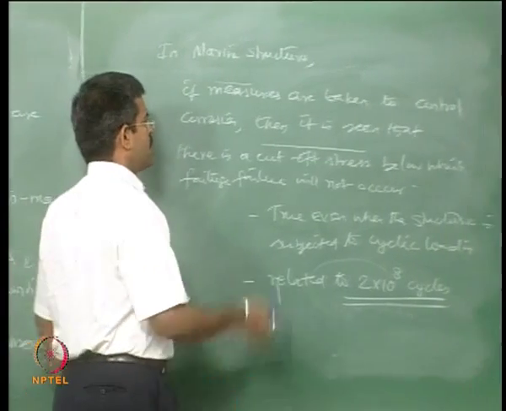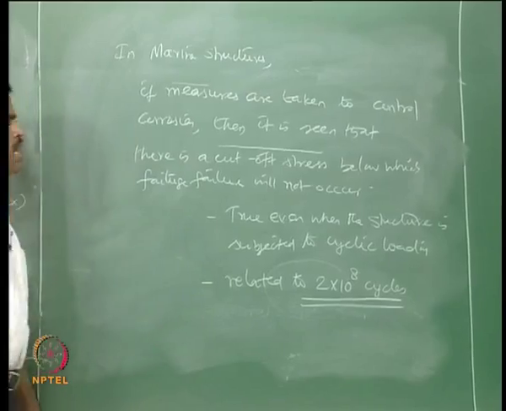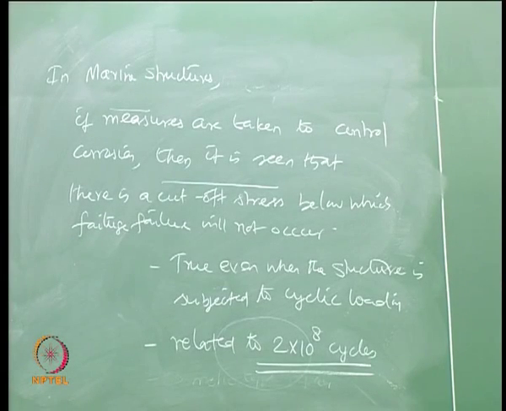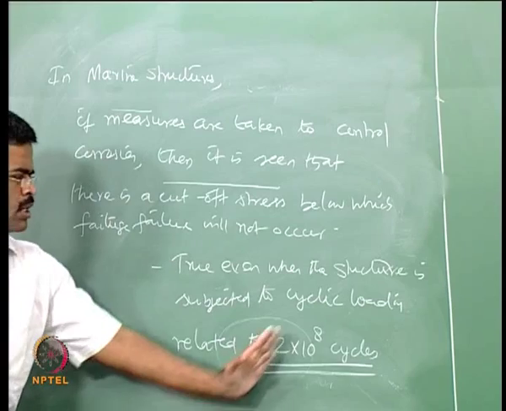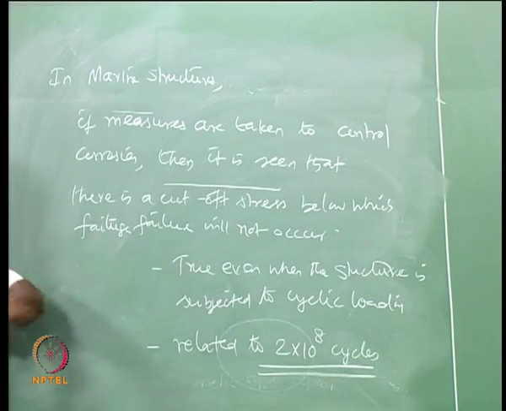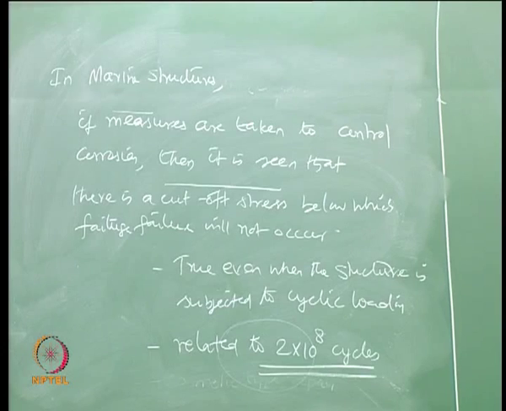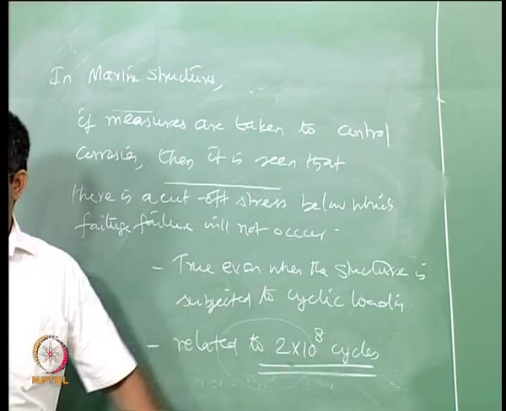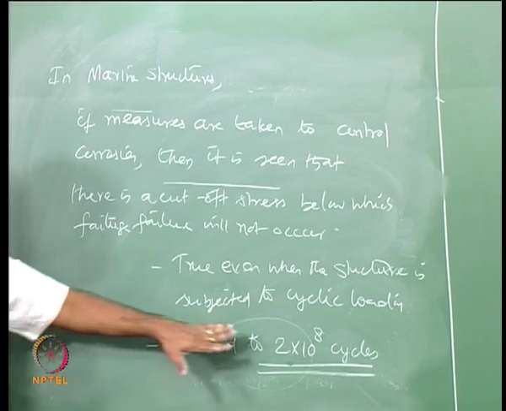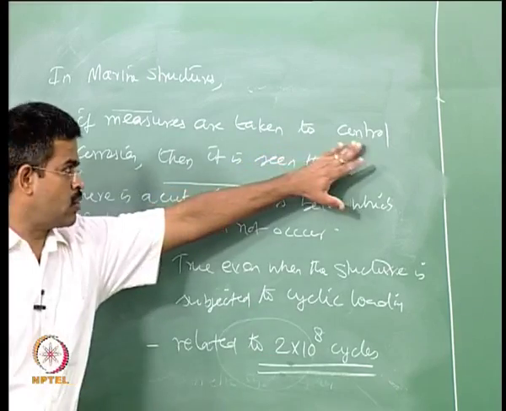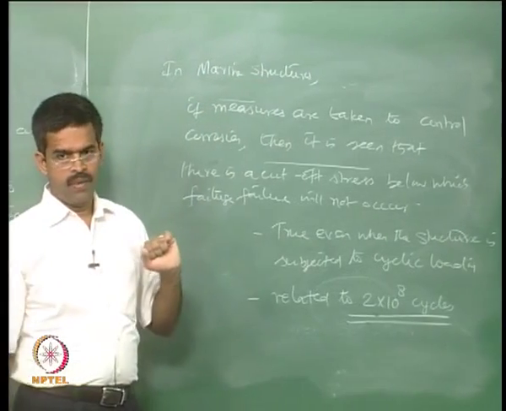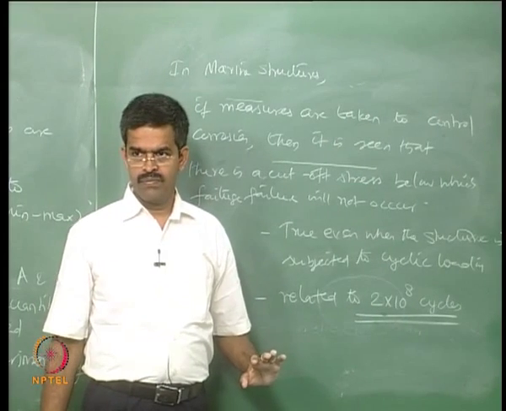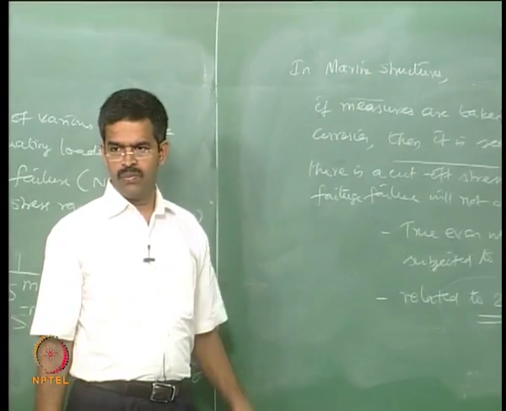If you are able to employ some measures to control corrosion and the stress level is below this, which corresponds to 2 into 10 power 8 cycles, then fatigue failure will not be initiated in marine structures. Okay? So, the stress level should be kept to that cutoff value, and that corresponds to 2 into 10 power 8 cycles in an SN curve. This is true only when measures to control corrosion are adopted. Without that, it is not correct. Okay? If you are able to do that, then this is the value.